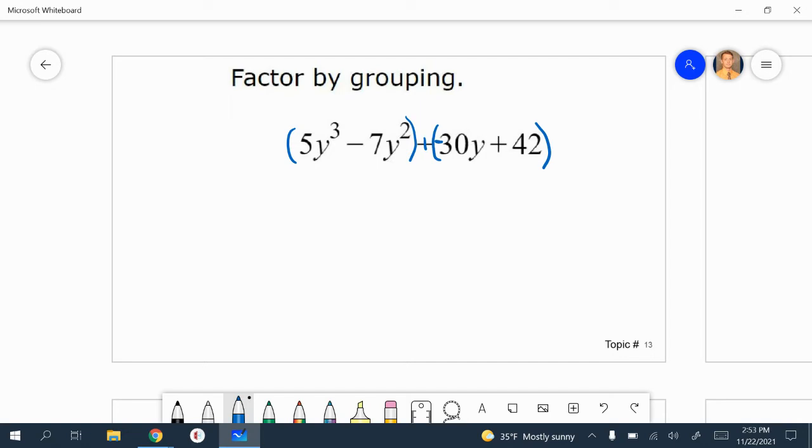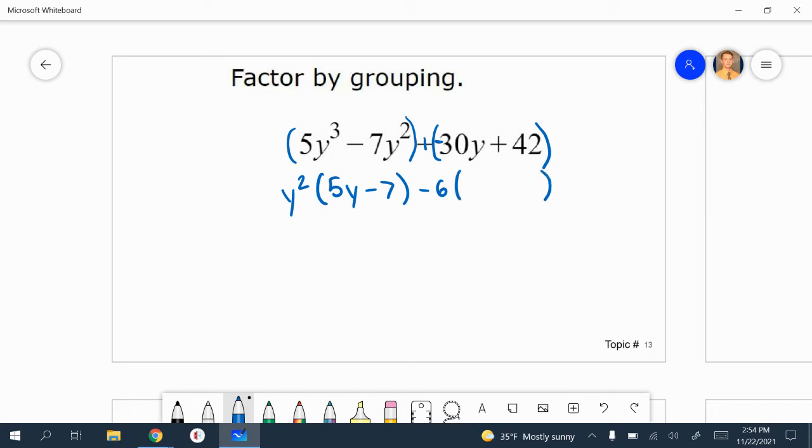let's group. So 5 and 7, we can't pull something out of those, but we could for sure pull y's out. I'm going to pull y squared. Then we'll be left with 5y minus 7. In the second group, I could pull out a negative, let's see, 7? No, 6? Yeah, 6 would be better. I'll pull out a negative 6.